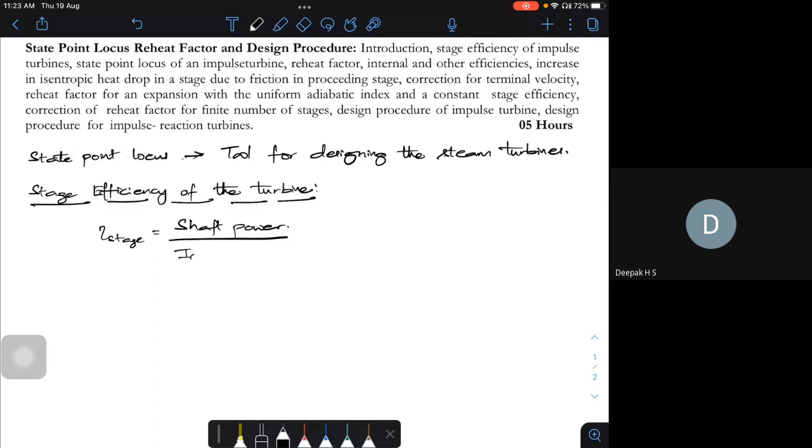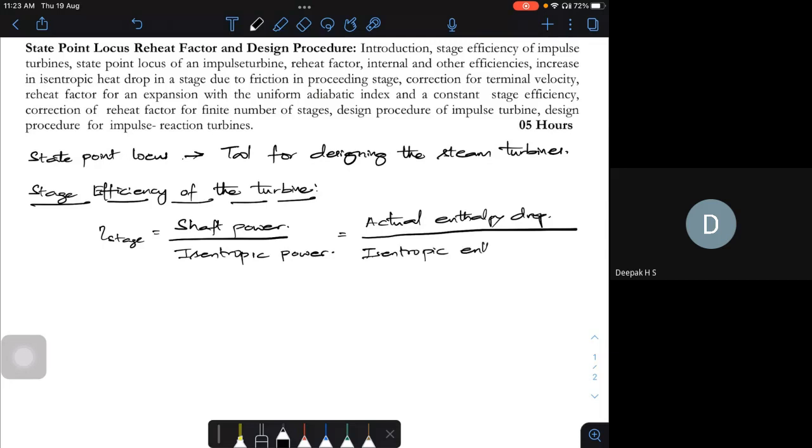So we can call it the isentropic drop. That means shaft power corresponds to the actual enthalpy drop, to the isentropic enthalpy drop. Enthalpy can also be taken as heat drop.